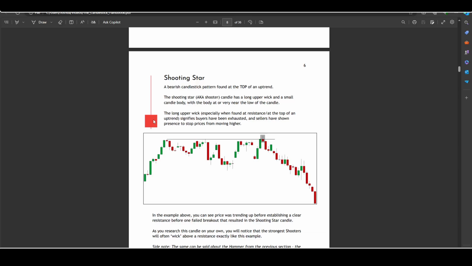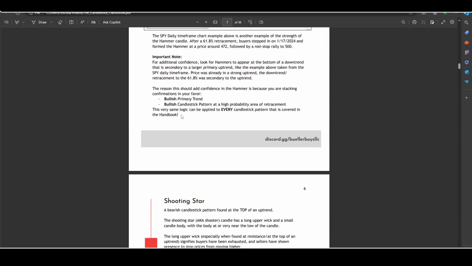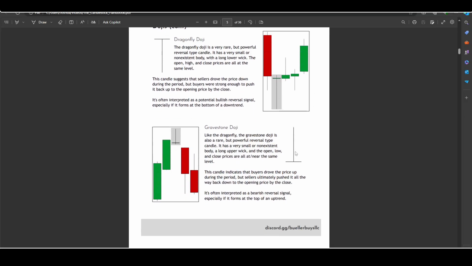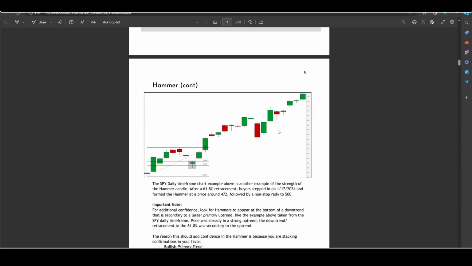Because I'm not going to lie, I have a horrible job at memorizing this many things. But it's really easy to remember when you remember that one fact. Wait, this is just the opposite of a hammer. And the same thing up here too when we're looking at the dojis. It's like, oh, this is just the opposite of that, and this is just the opposite of that. They're the exact same thing. They're just the opposite. One's for bears, one's for bulls. And it's going to be the same case for a lot of candlestick patterns.